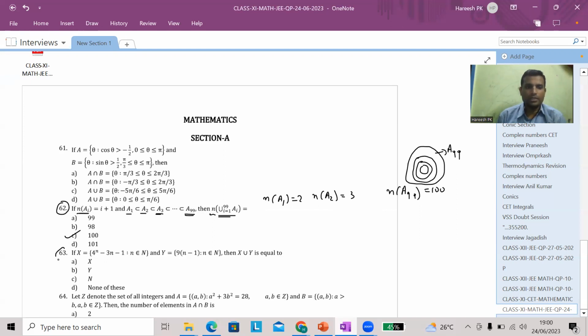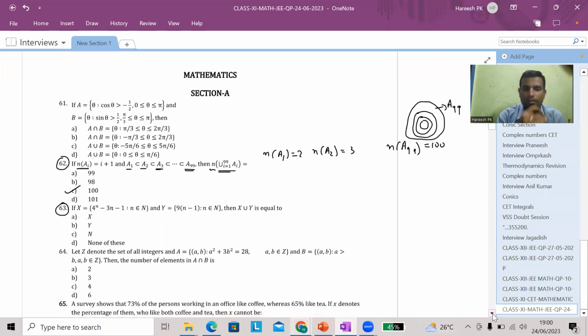Now let's go to the 63rd. Again, sets, it's not so time consuming. Let's try this. They are giving a definition for X: 4 power n minus 3n minus 1. Start putting different values for n. n is a natural number. So put n is equal to 1. When you put n as 1, you'll get 4 power 1, which is 4, minus 3 minus 1. So first you'll get 0.